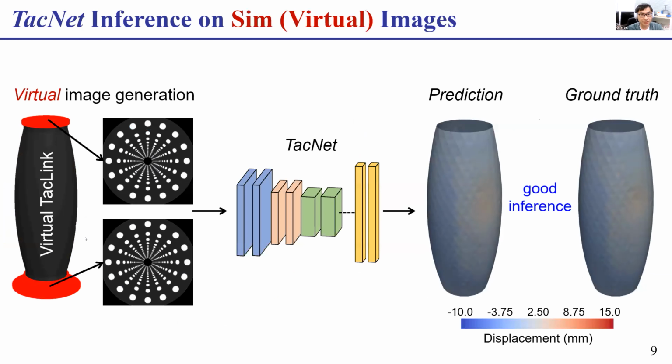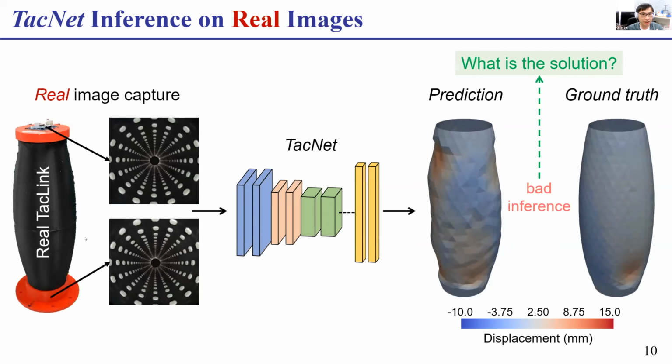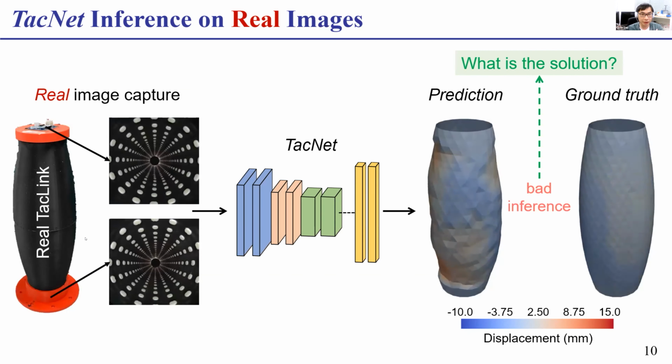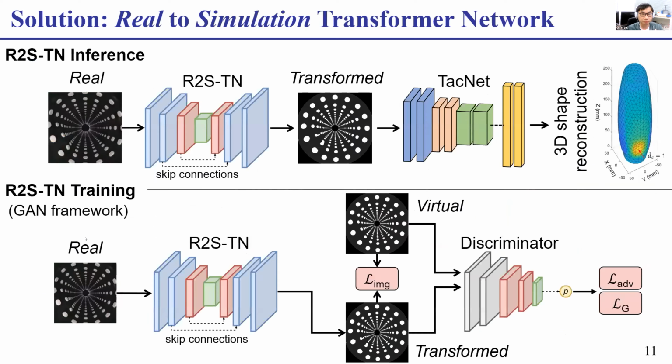And here's a live demo on several test samples of simulation images. It can be seen that the skin shape reconstruction quite matches the baseline data. And conversely, the samples of real tactile images captured from the physical sensing device result in bad inference of the model. Hence, let's see what we can do to resolve this problem.